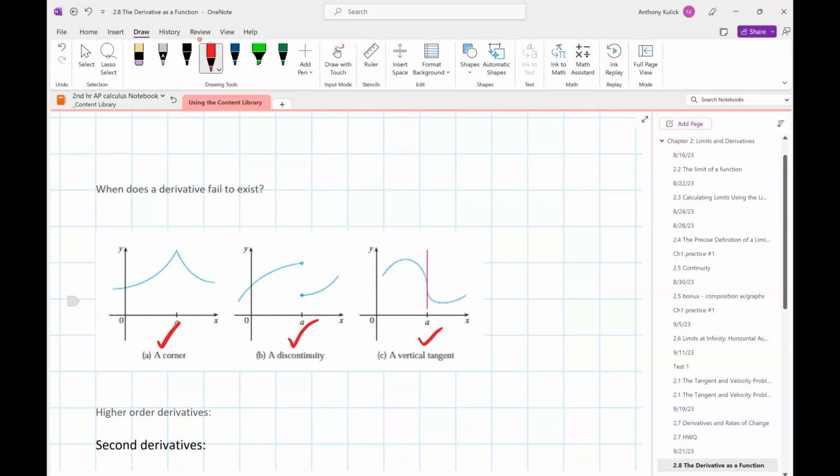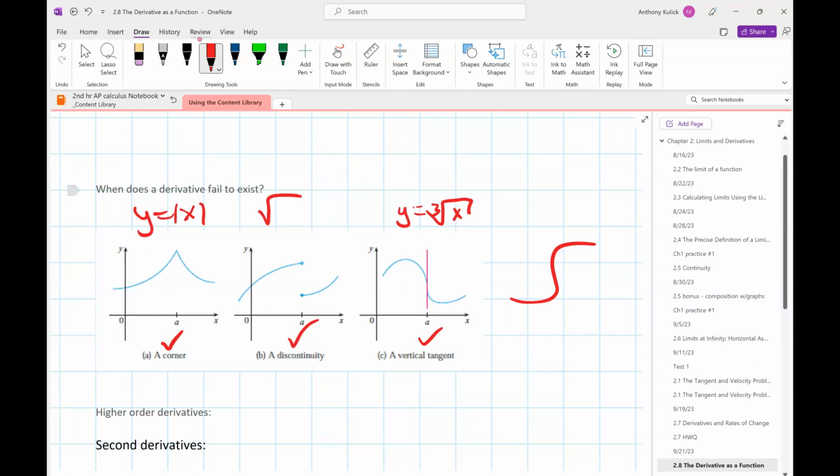Anybody think of a function off the top of your head that has a vertical tangent to it? It's one you have seen before in Algebra 2. Not x squared. Not x cubed, but you're close. Cube root of x. That looks like this. So does that mean the derivative doesn't exist, or it does? Well, I'm just saying that we looked at a corner, right?